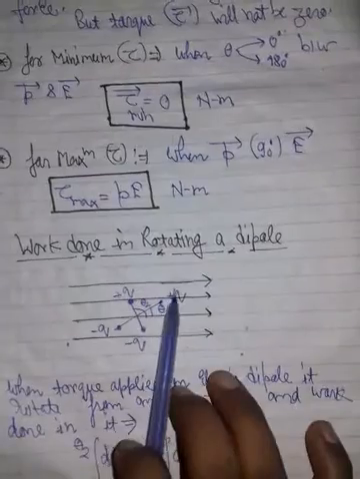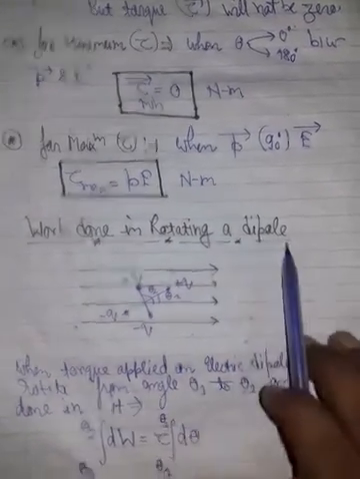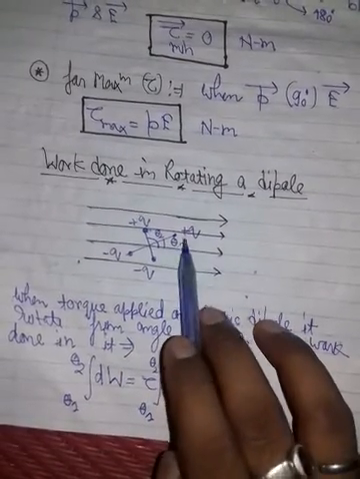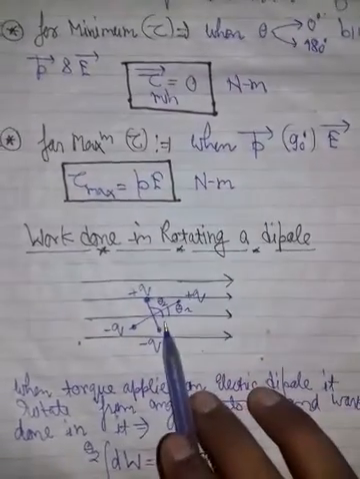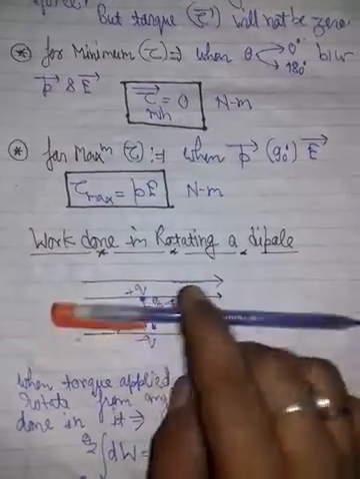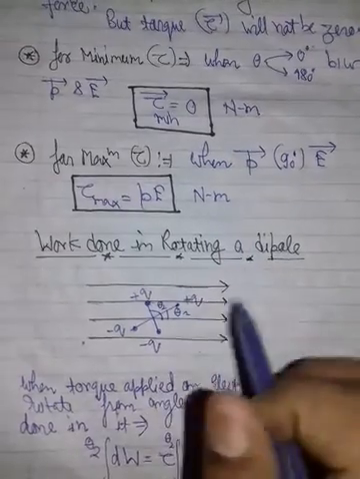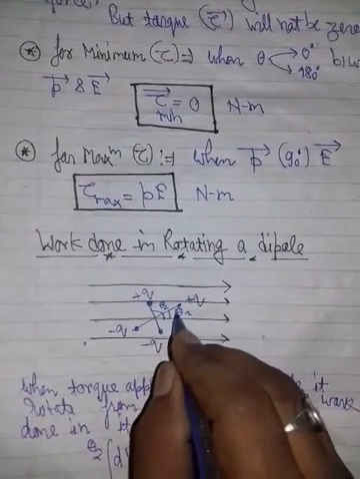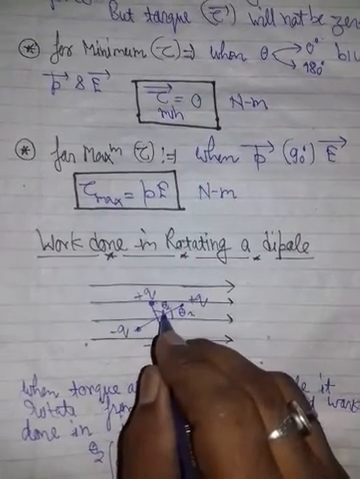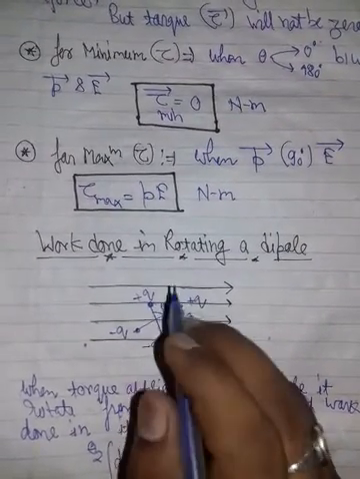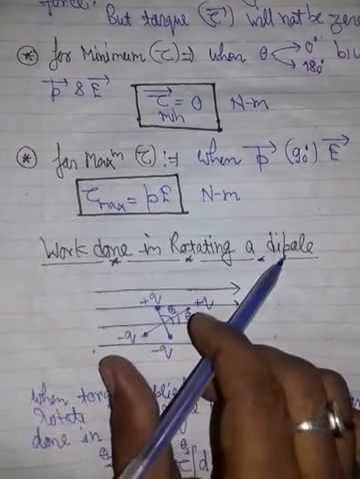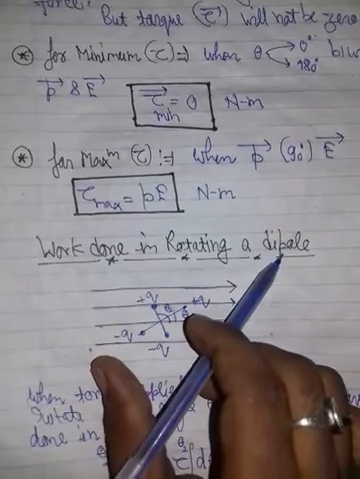And what is the work done in rotating a dipole? Next heading: the initial condition is theta 1, and the final position when it is rotated is theta 2, so the angle increases from theta 1 to theta 2. To find the work done in rotating the dipole, we have to derive this equation.